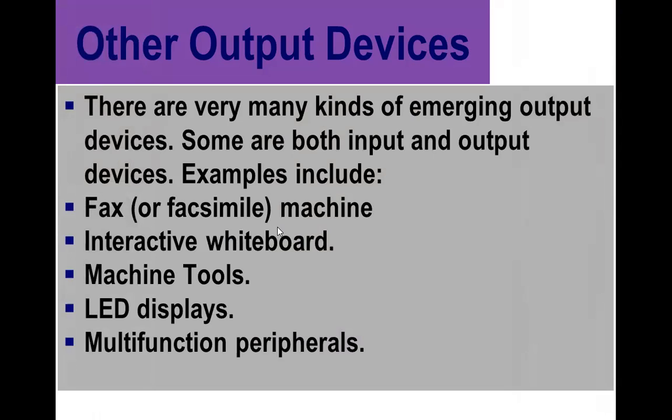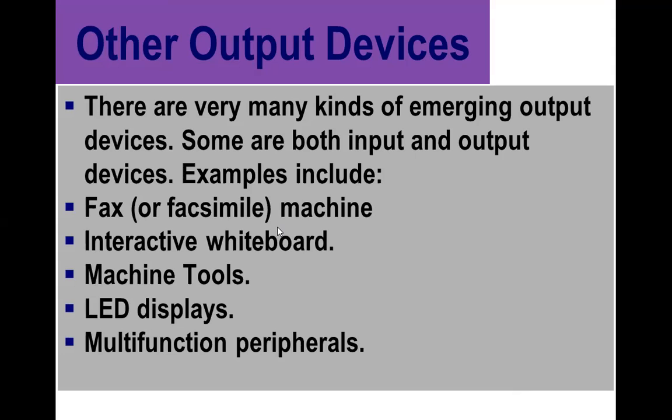Other output devices. There are very many kinds of emerging output devices. Some are both input and output. Today we have devices that can serve both purposes at the same time. This includes the fax machines. These fax machines can work as input and at the same time output devices.